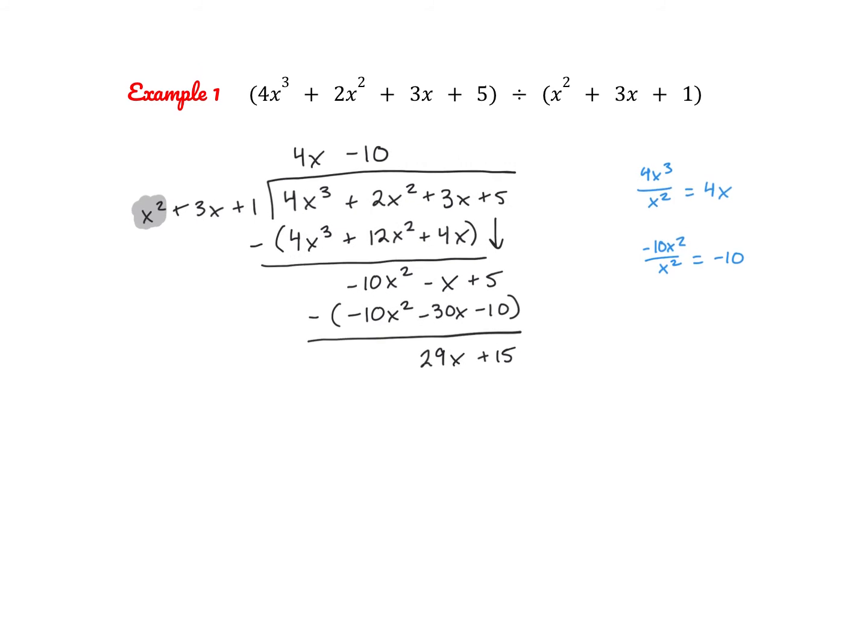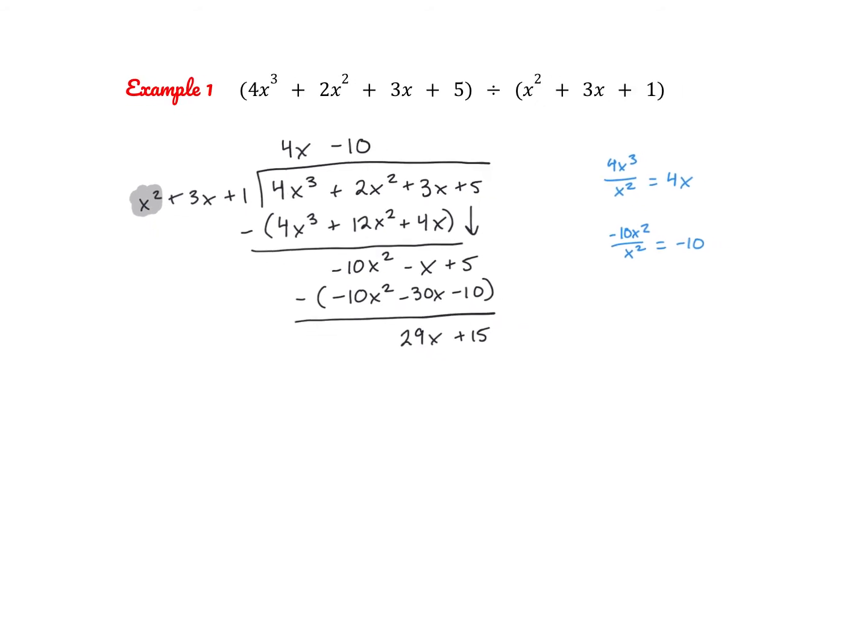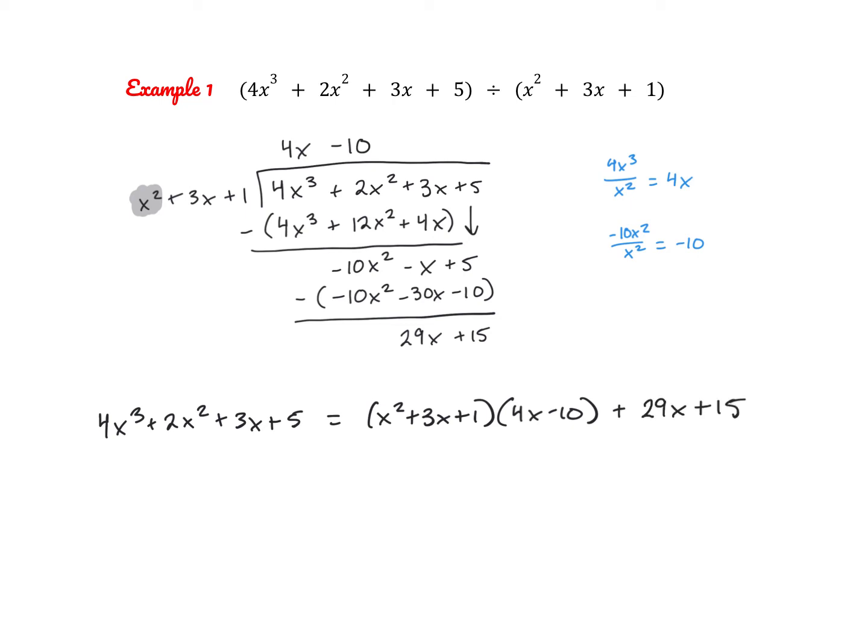So if we're dividing this polynomial by this, we're saying, okay, imagine this is one of the factors. So we can say the original polynomial, 4x cubed plus 2x squared plus 3x plus 5, equals the factor we divided by times our answer, which is 4x minus 10. And then we have our remainder, which would just be added on at the end. So this is one way to write your answer.